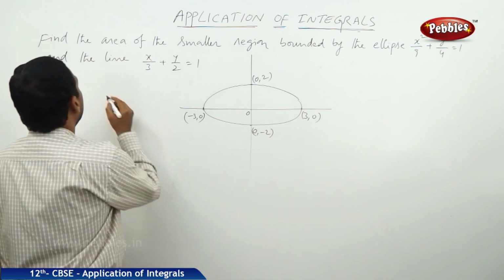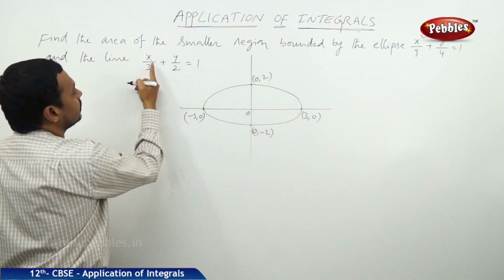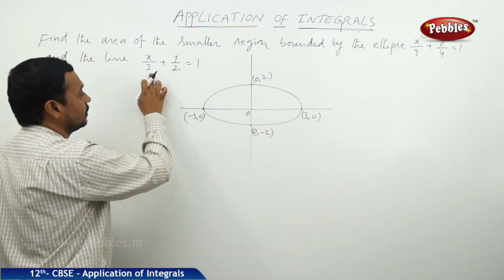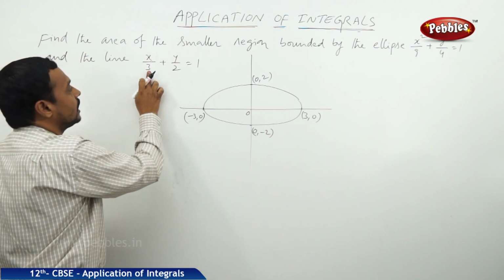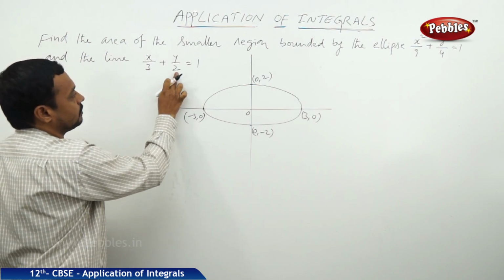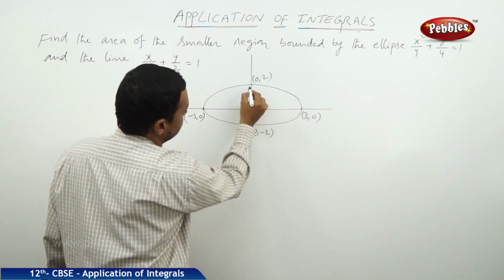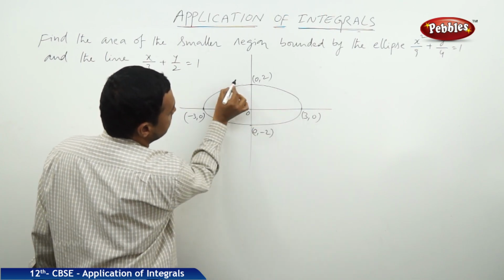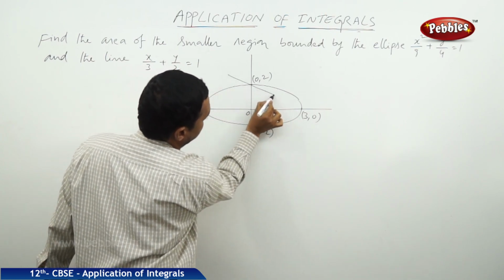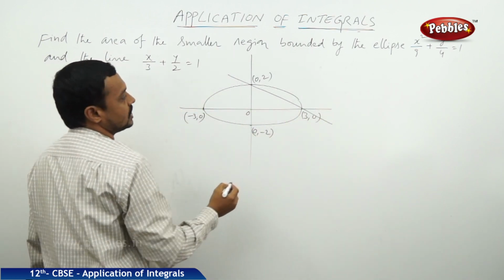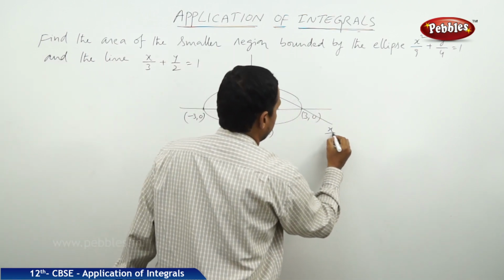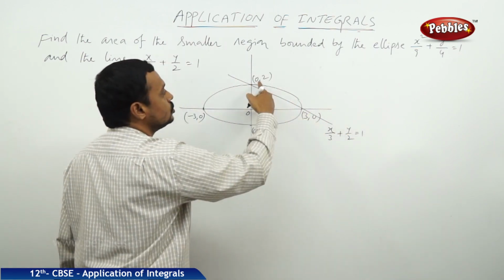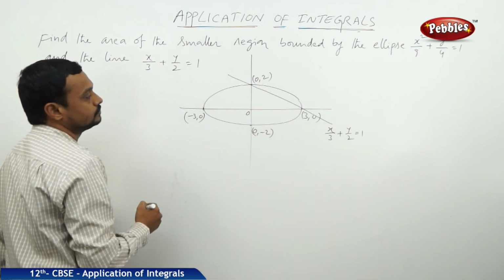Now there is one more line, that is x by 3 plus y by 2 is equal to 1, which is in the standard intercept form. Here the x-intercept is 3 units, and the y-intercept is 2 units. So it is 3 units, this is 2 units. Therefore, it is the straight line passing through these two points like this. Now this is the straight line, x by 3 plus y by 2 is equal to 1, passing through 0 comma 2 and 3 comma 0.